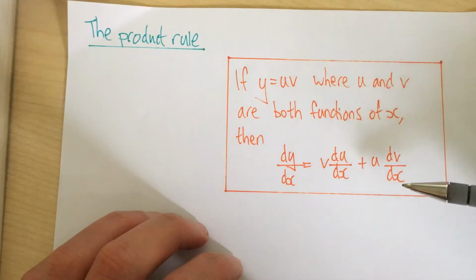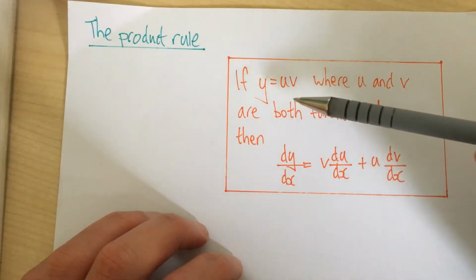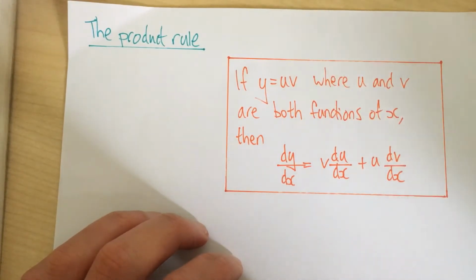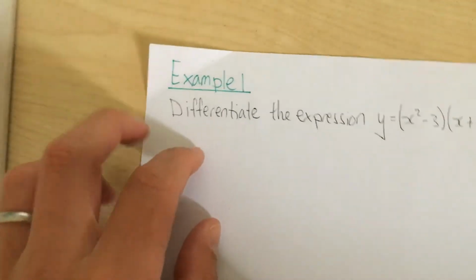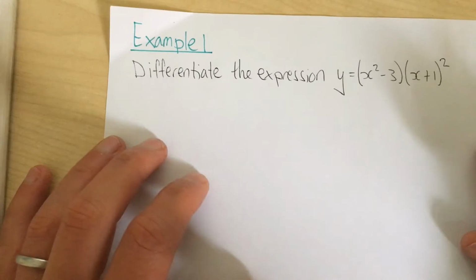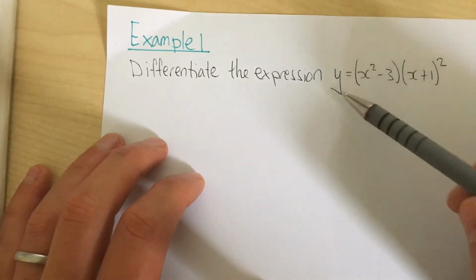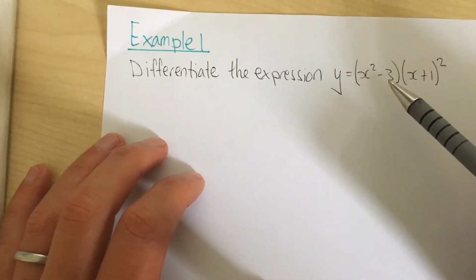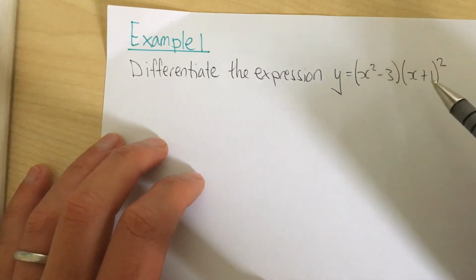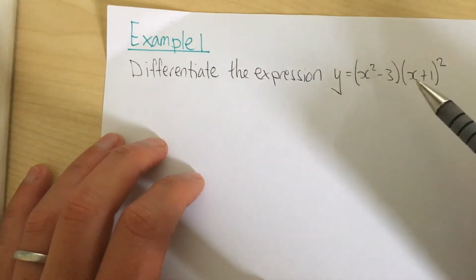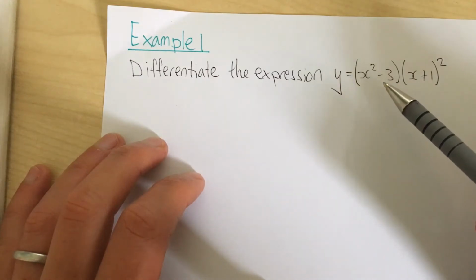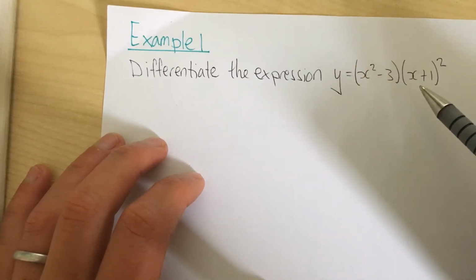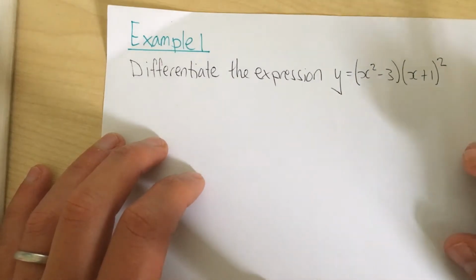Not only learn it, but identify when you can use it. So let's have a few examples of it in practice. Here's example 1. Differentiate the expression y equals x squared minus 3 multiplied by the square of x plus 1. Here we have the product of two functions, one of them being x squared minus 3 and the other being the square of x plus 1.